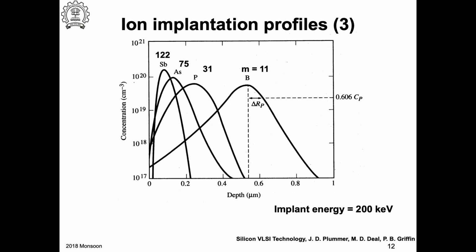So lighter elements spread more towards the surface, but in the case of heavier elements, it spreads more towards the depth, beyond the peak. No, this is just implant. We'll discuss it in a moment. Why do you think this is the case?